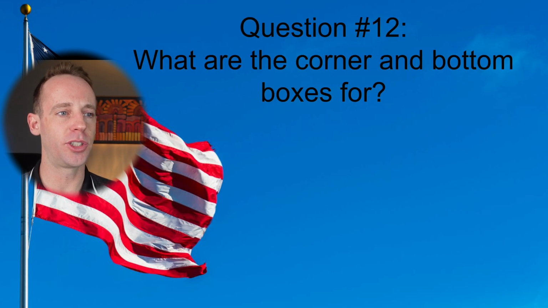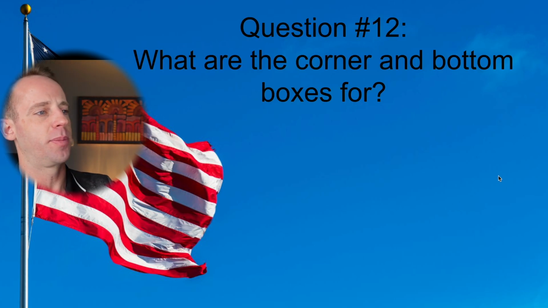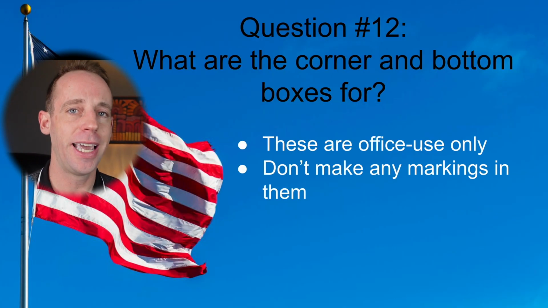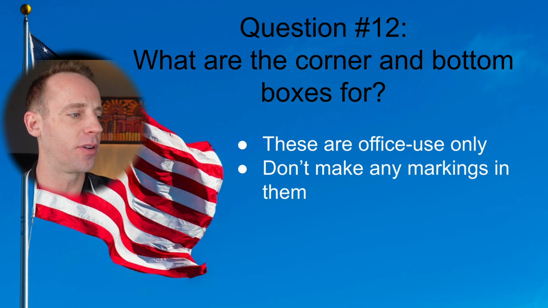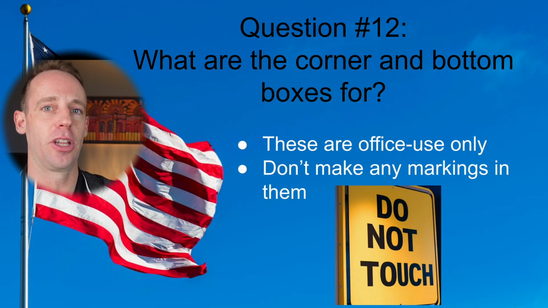So let's move on to question number 12, which is what are the corner and bottom boxes for? People see things like up in this corner right here, what is that for? Or what are the things down here? What are all these corner and bottom boxes for? Well, these are for office use only. And again, if you go back and watch my video on how to fill out the DS11 that I've linked down in the description box, you will see that I don't put anything in those sections. And people in that video were asking, what do you put in there? This is the explanation. Those are office use only. So do not touch those regions.